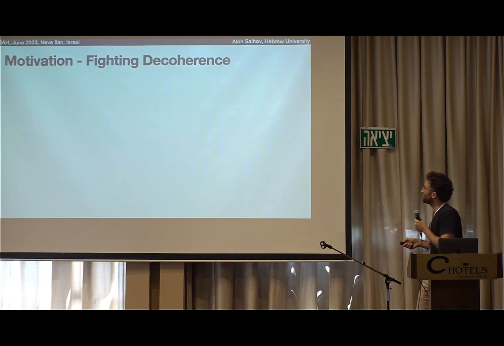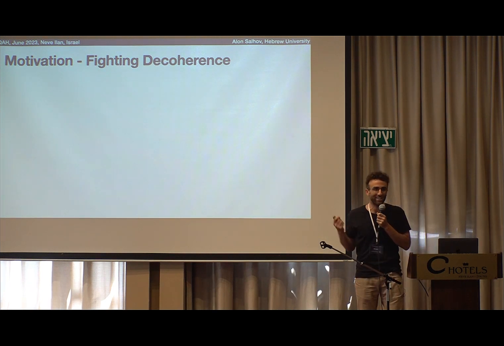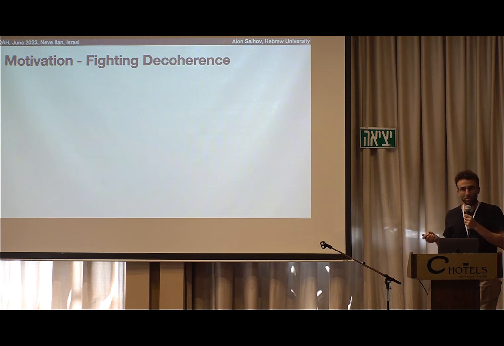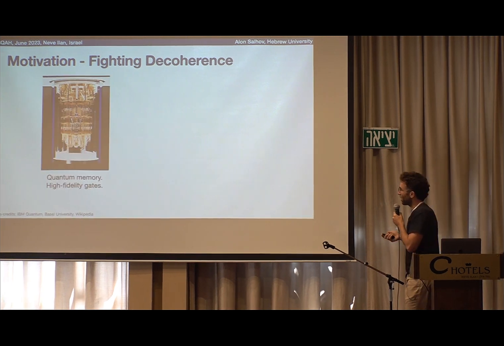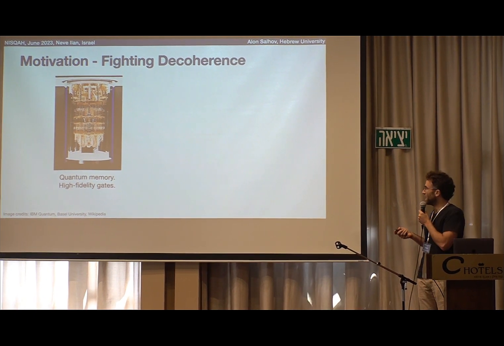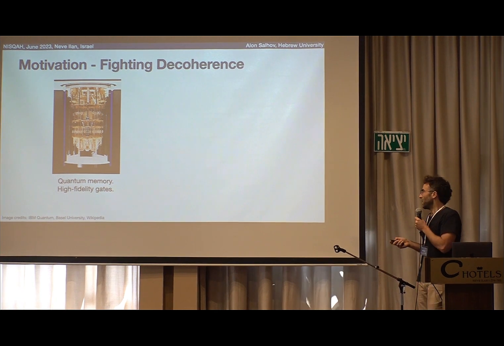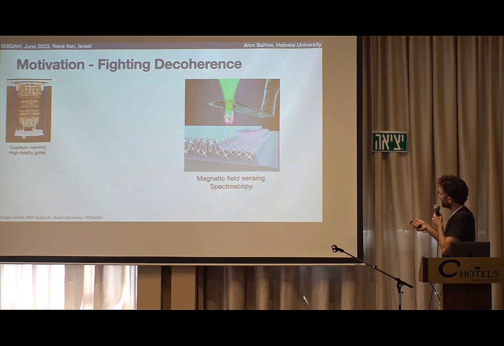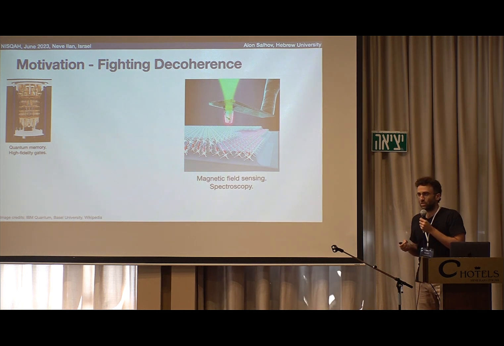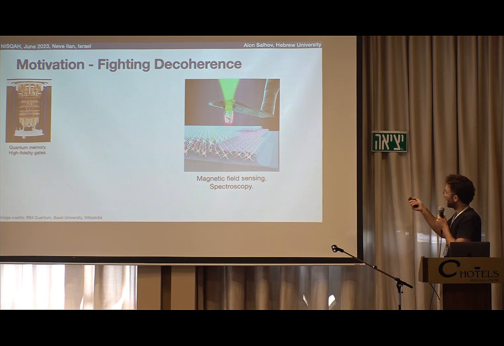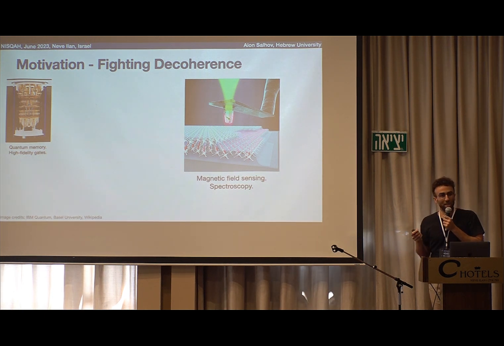All right, so I think the motivation needs little introduction here. One of the outstanding challenges in quantum technologies is decoherence. And in the context of quantum computing, that would be long quantum memories and high gate fidelities. But there's another pillar of quantum technologies, which is quantum sensing. Here in this illustration, you can see the Nitrogen-Vacancy center in diamond, which is an atomic scale defect here on a scanning tip, which can be used for magnetic field sensing and spectroscopy.